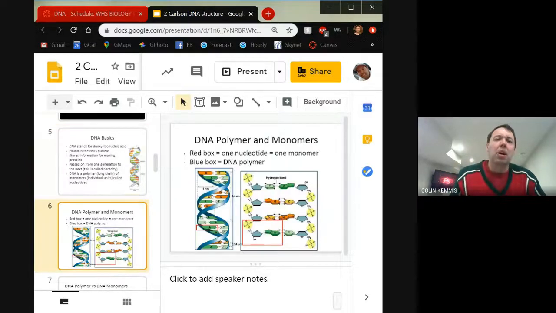All right, so what is the polymer and monomer? The polymer is the whole DNA molecule. A typical DNA molecule could be anywhere from several thousand base pairs long, several thousand nucleotides long, to several million, or maybe even up to 10 million nucleotides long. So they get to be a pretty big molecule. And that all together is called a polymer.